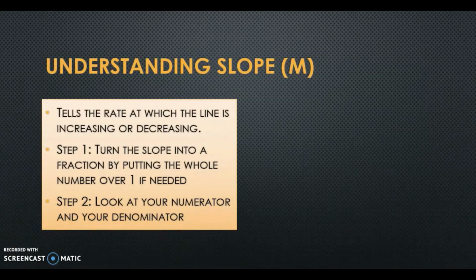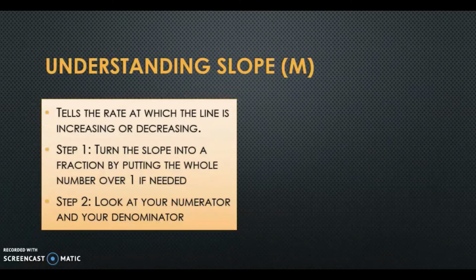First, let's talk about that slope. The slope is telling us the rate at which the line is increasing or decreasing. It could be the rate of your sales. It could be the rate of your car driving. Just tells you the rate is increasing or decreasing. And remember, this rate will be constant because these are linear equations.